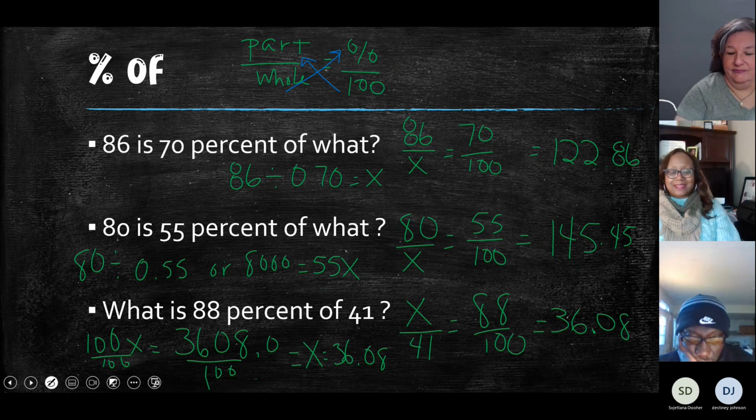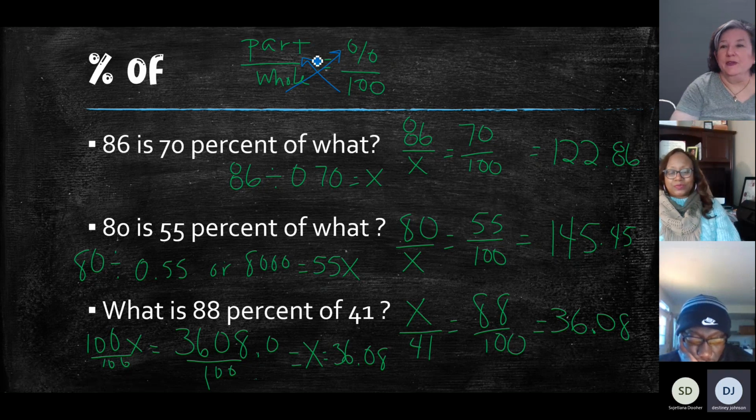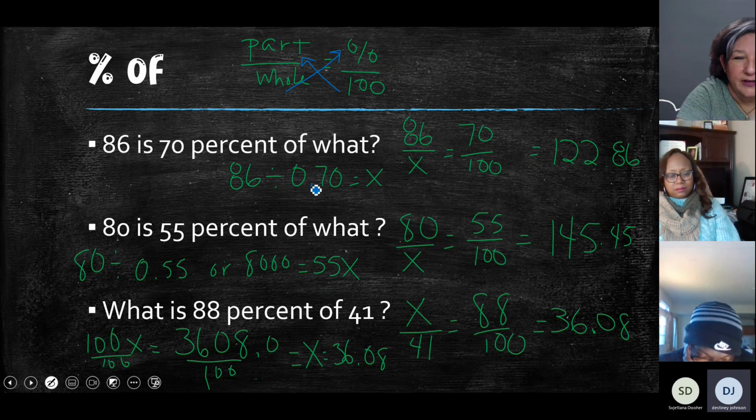I have a question as well. I guess this is really just clarification. Are you saying that we can do either one? We can do the 86 over x equals 70 over 100 equation, or we can do 86 divided by 0.70 to get x? Yes. Good. It's the same math.